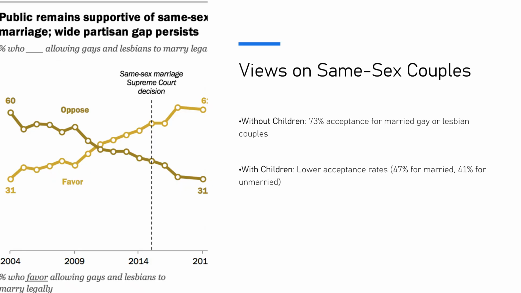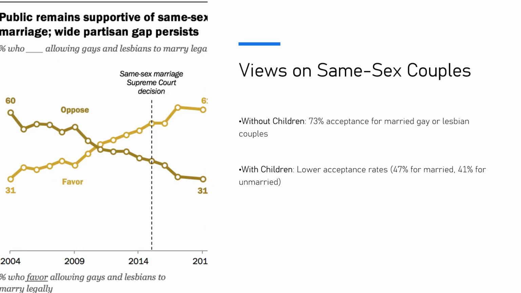Approximately 73% of Americans find married gay or lesbian couples without children to be an acceptable family arrangement. This relatively high level of acceptance does indicate growing societal support for same-sex marriage, as you can see that has changed over time due to the chart included.